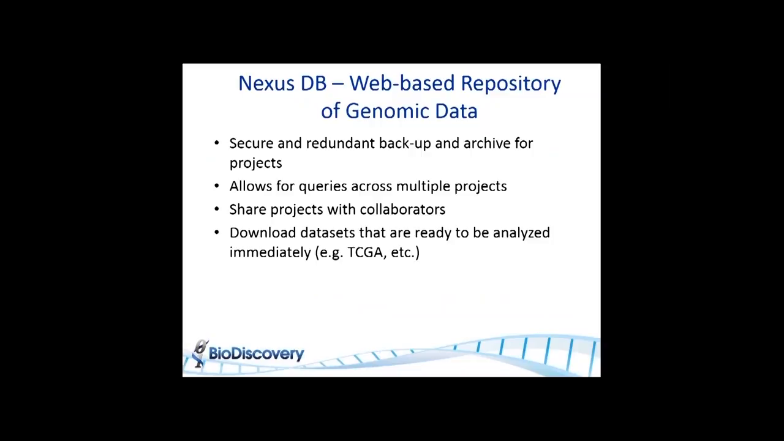And you can also download public data sets that are ready to be analyzed immediately, such as those from TCGA or GEO. And the TCGA Premier product is a product that can be added onto Nexus Copy Number. It utilizes the Nexus DB architecture, and it consists of reanalyzed and manually curated data from the TCGA portal. It allows easy access and download of this high quality data. We have many different cancer data sets available there. These are all listed on our website, and we do update the database, the cancer data sets, continually.